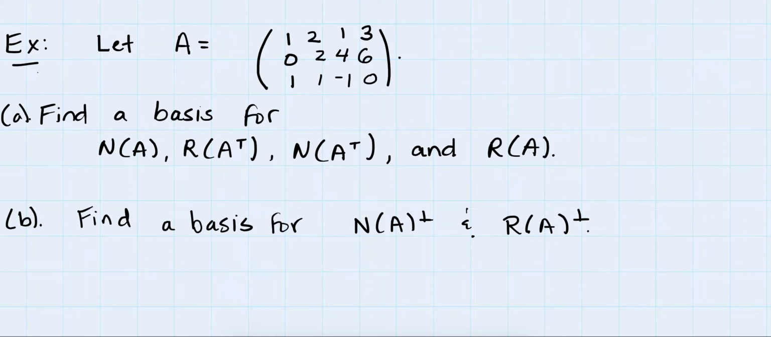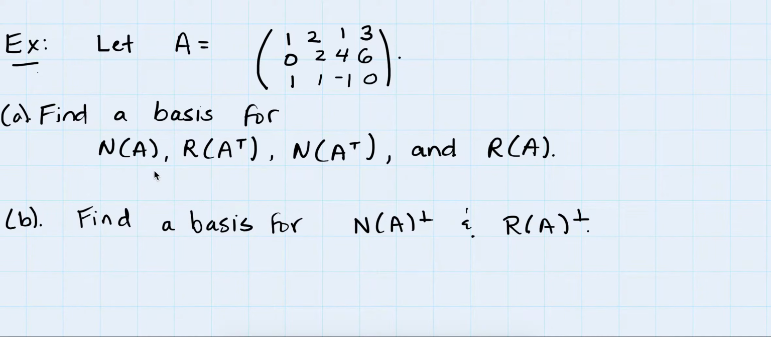What we're going to do is look at a matrix and find a basis for the null space and the range of that matrix, along with a basis for the null space and range of the transpose of that matrix. After we do that, we're going to find a basis for the orthogonal complement of the null space of that matrix, and a basis for the orthogonal complement of the range of that matrix.